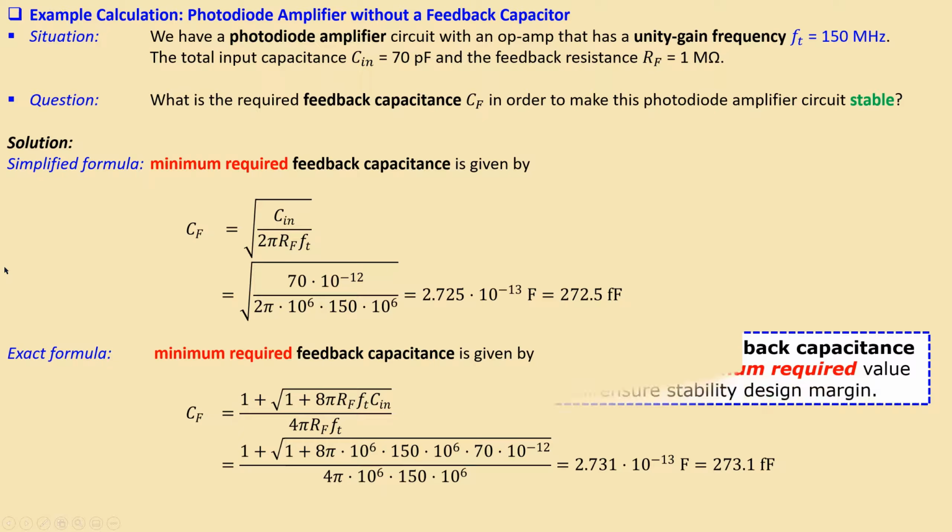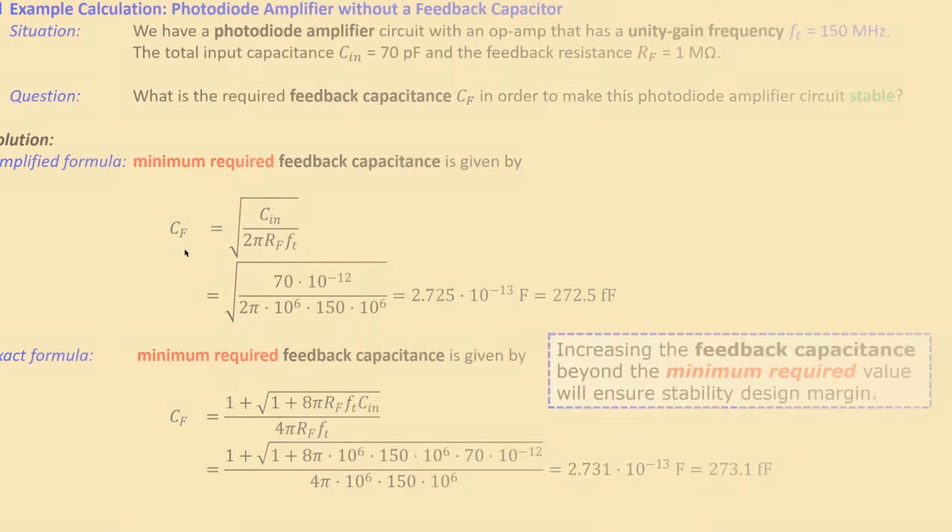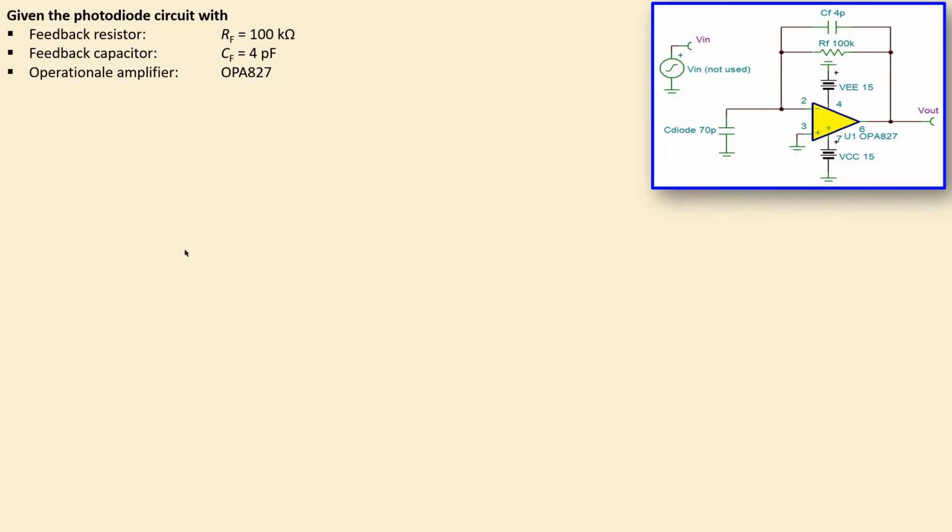What you need to understand here is that increasing the feedback capacitance beyond the minimum required value will ensure, of course, stability design margin. So if you have calculated this, let's say take 300 femtofarads, maybe a little bit larger, that will give you, of course, some margin, some safety. That's just in a very simplified form and exact form how you can determine your required capacitor in the feedback in your transimpedance amplifier. Okay, let's now look at an example with the complete circuit.